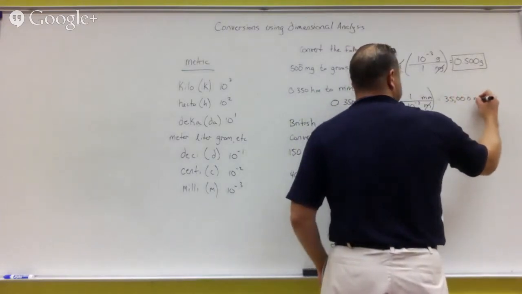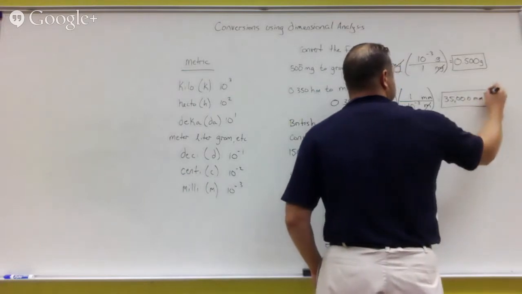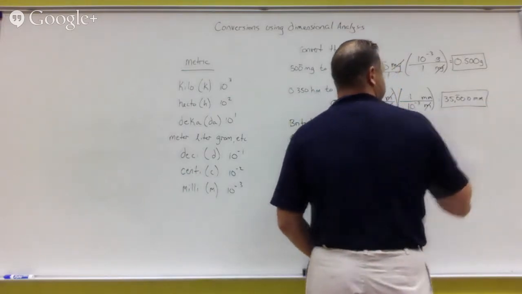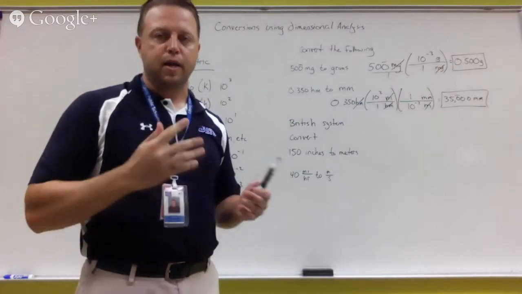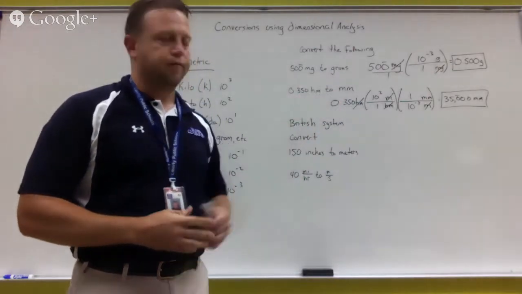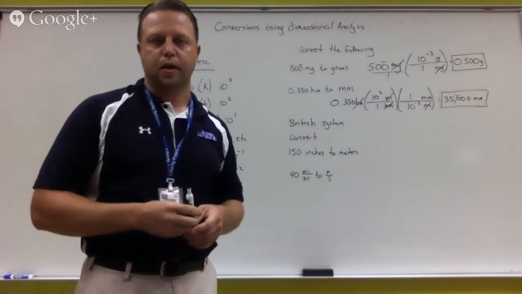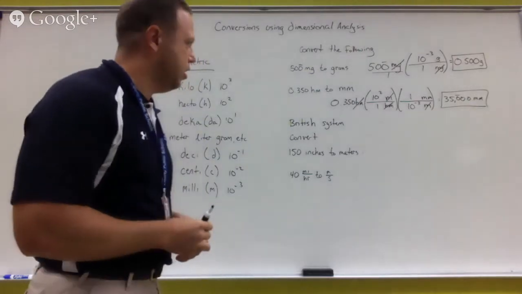So this is going to give me 35,000 millimeters. Okay? So those are pretty simple. You just have to continue setting up your conversion factors, and it only takes once to plug it into your calculator. You plug it all in at once.